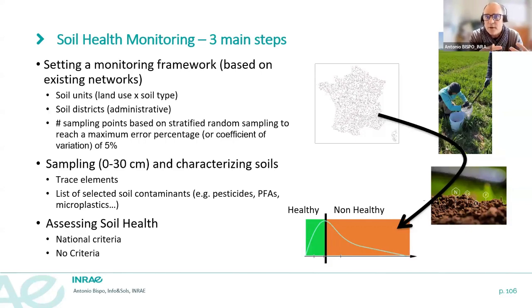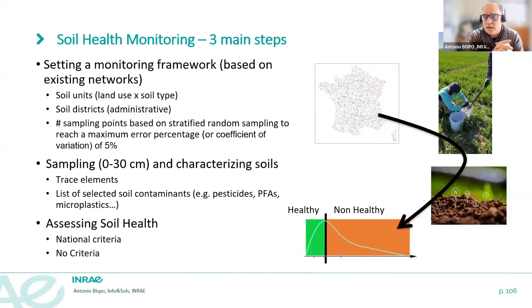And the number of sampling points will be based on a stratified random sampling, and to reach a maximum error percentage of 5% in each soil unit for the parameters. Then when you define your sampling scheme, you need to go and sample the sites in the field, and then characterize the soils.